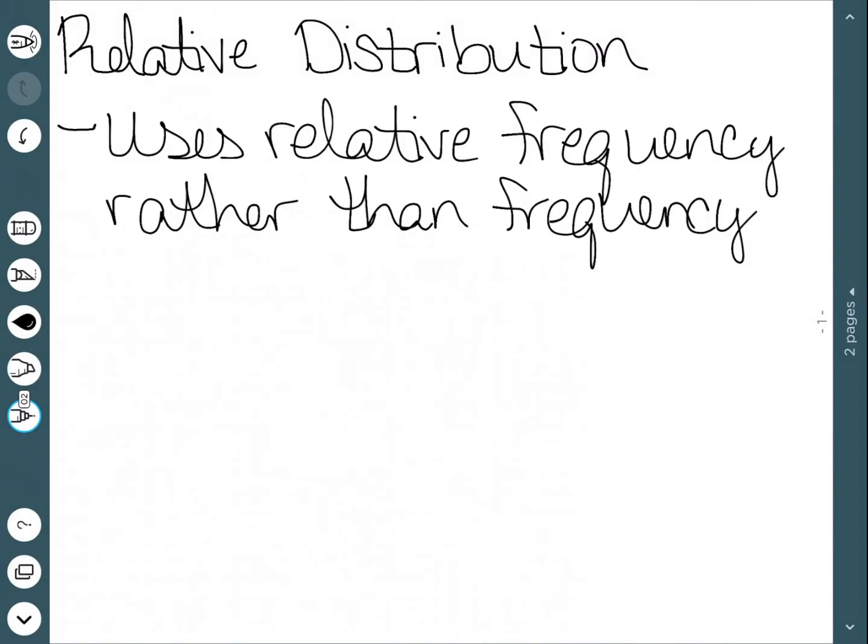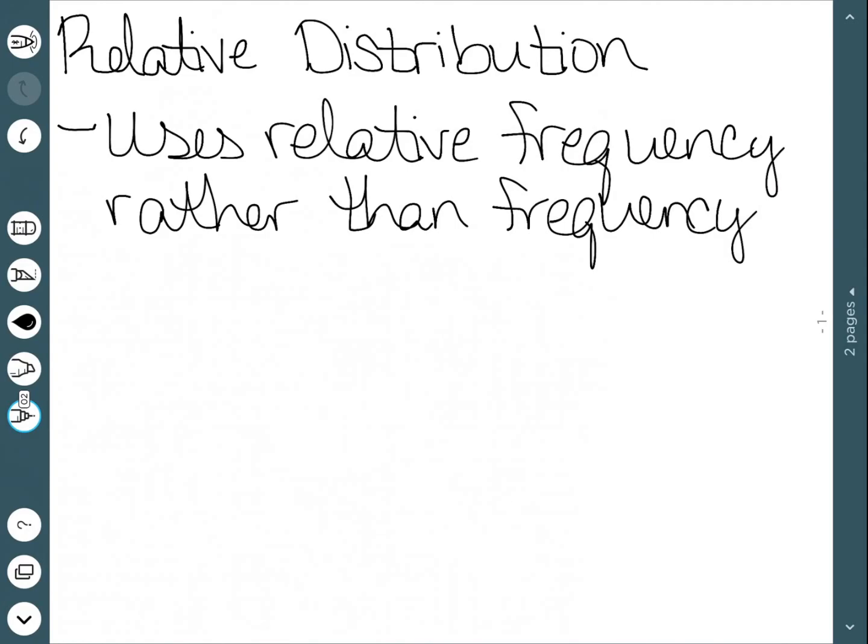Instead of using traditional frequency, we're going to use what's called relative frequency. And relative frequency is going to be very similar to how we calculated percentages in the categorical frequency distribution. The only difference is we leave it as a decimal. So we are just going to divide the frequency by the total number of data points and then leave this number as a decimal, and that'll be our relative frequency distribution.